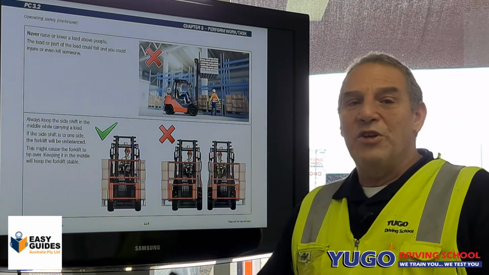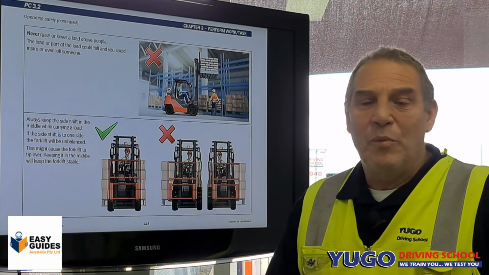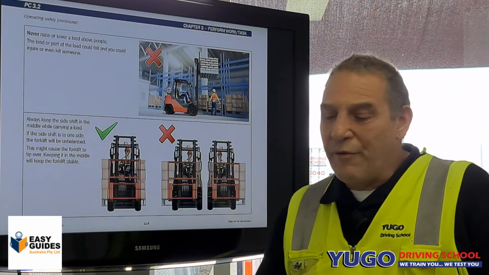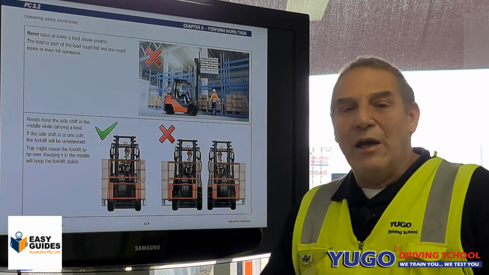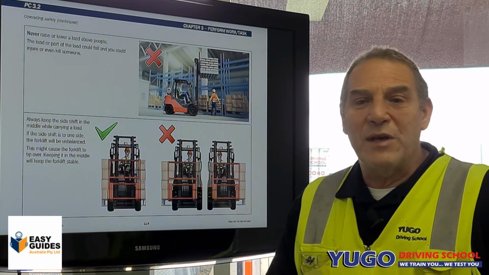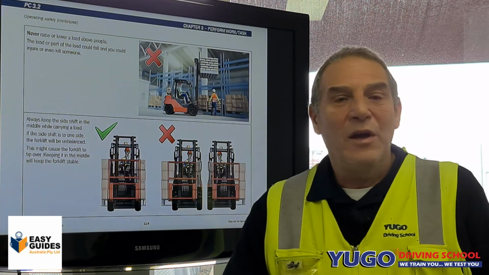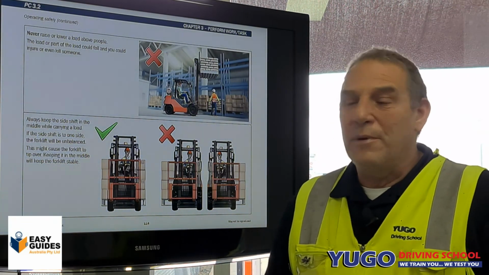Always keep your side shift in the middle when traveling. If you travel with the side shift over to one side or over to the other side, again, your forklift is going to be unbalanced. If you take a corner a little bit too fast, it's going to lean, it's going to tip.